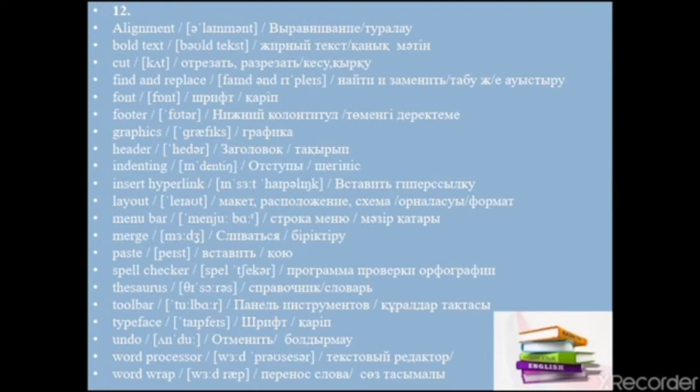Alignment – туралау, bold text – қанық мәтін, cut – кесу, қырқу, find and replace – табу және ауыстыру, font – қаріп, footer – төменгі деректеме, graphics – графика, header – тақырып, indenting – шегініс, insert – қою, hyperlink – гиперссылка, layout – орналасуы, формат, menu bar – мәзір қатары, merge – біріктіру, paste – қою, spell check – орфографиялық түзету, thesaurus – анықтама, сөздік, toolbar – құралдар тақтасы, typeface – қаріп, undo – болдырмау, word processor – мәтіндік редактор, word wrap – сөз тасымалы.